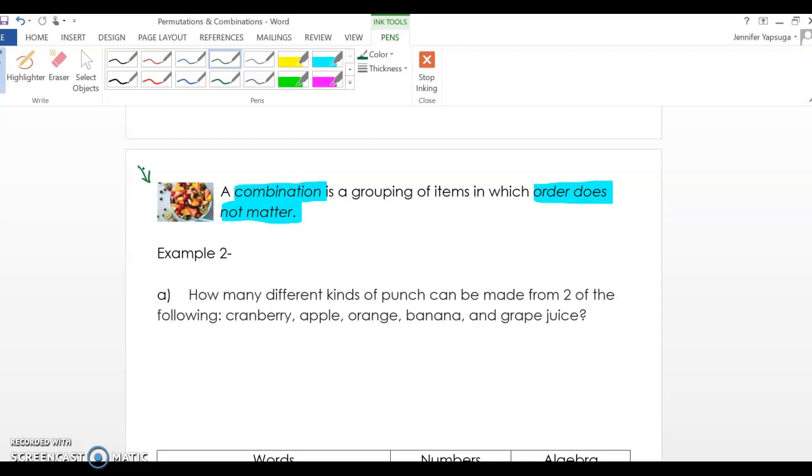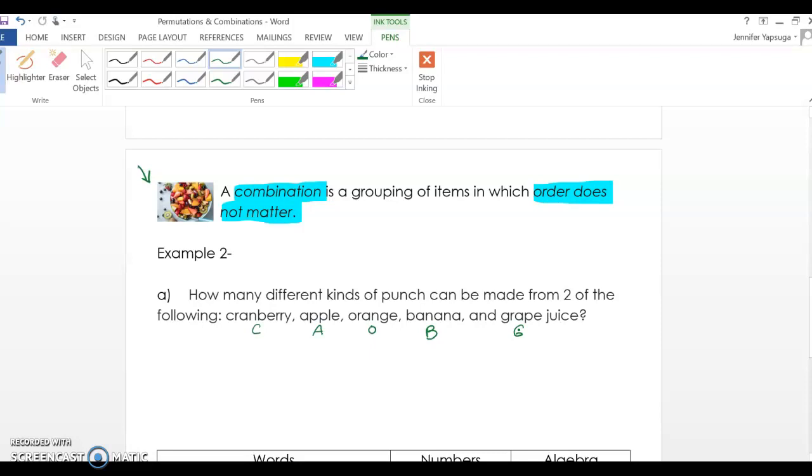So just like we did above, we're going to run through an example, maybe doing it the long way out, and then I will show you how the formula can come in handy. So in this example, we're asked to find how many different kinds of punch can be made from 2 of the following juices: cranberry, apple, orange, banana, and grape juice. So I'm going to just label each of these juices with a capital letter to keep them straight. So cranberry I'm going to call C, apple A, orange O, banana B, and grape G.